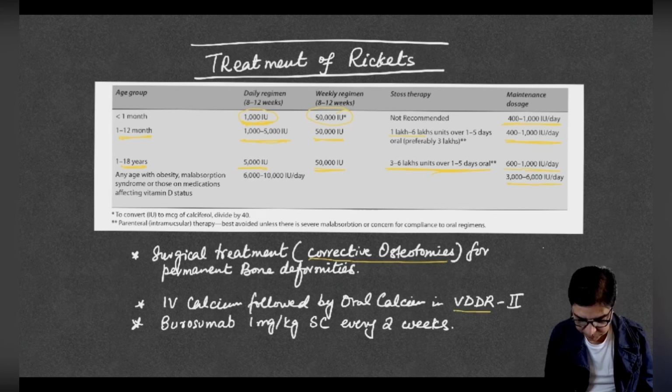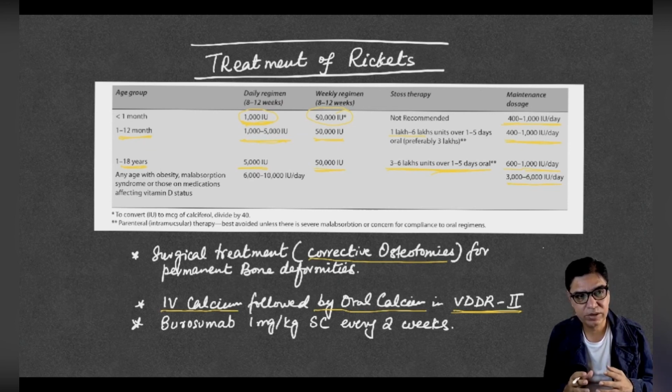In vitamin D dependent rickets type 2, usually the calcium is very low. So in severe cases, intravenous calcium has to be given, followed by high dose oral calcium, because in this case you cannot use vitamin D, though some authorities recommend giving calcitriol as well. But basically the problem is in the receptor. Even if you give calcitriol, if the receptors are dysfunctional, it's not going to exert any effect. So you need to give them calcium supplements so that the calcium is absorbed to some extent and their bones can be strengthened.